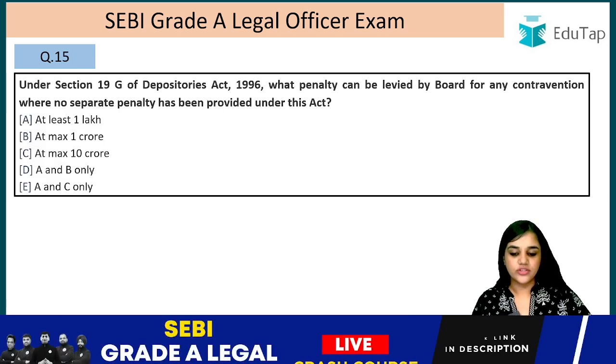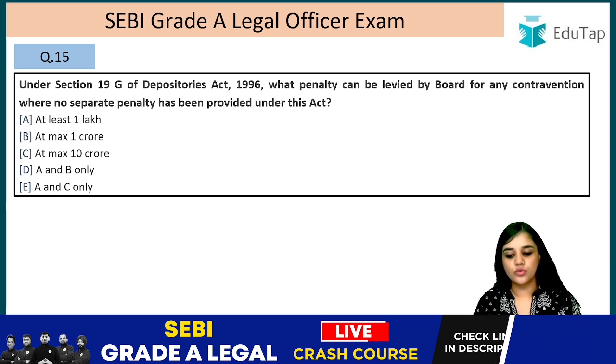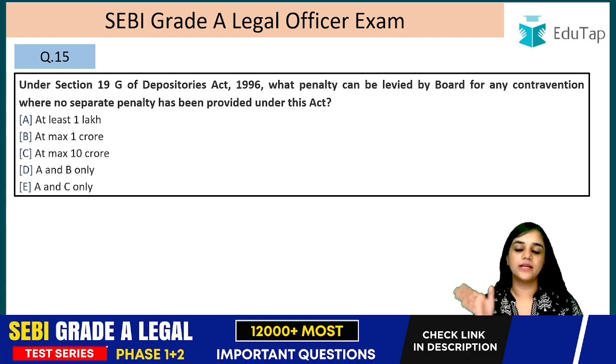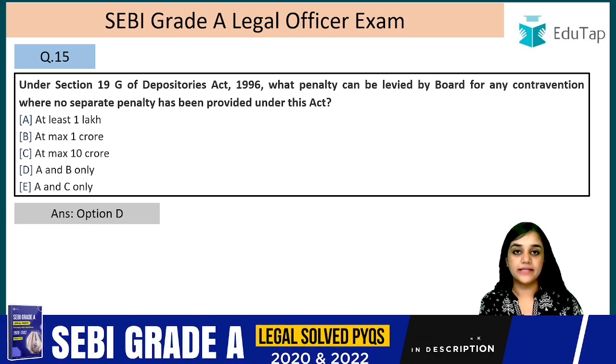Last question, question number 15. Under Section 19G of the Depositories Act 1996, what penalty can be levied by the board for any contravention where no separate penalty has been provided under this act? So where no separate penalty, the penalties from 19A to 19G, where no such penalty has been provided, what will be the penalty in that case? It is option D.